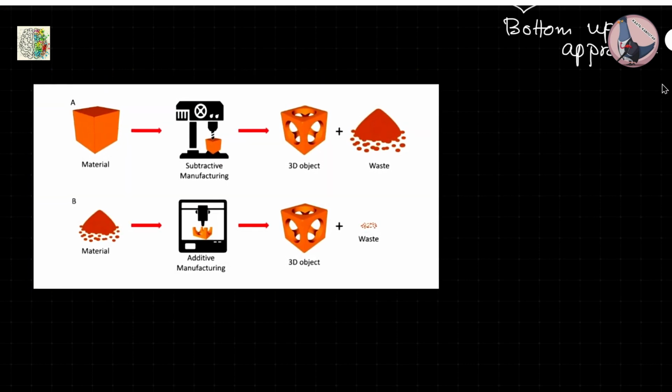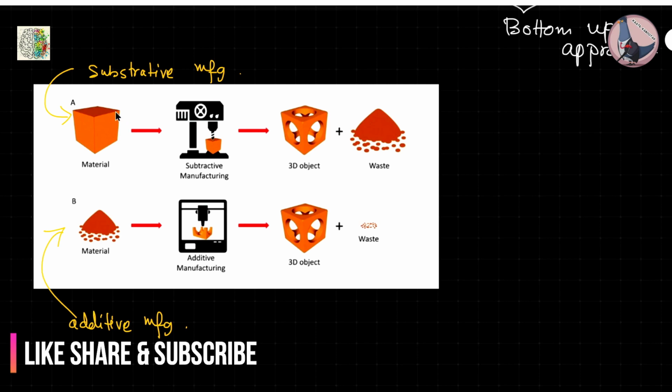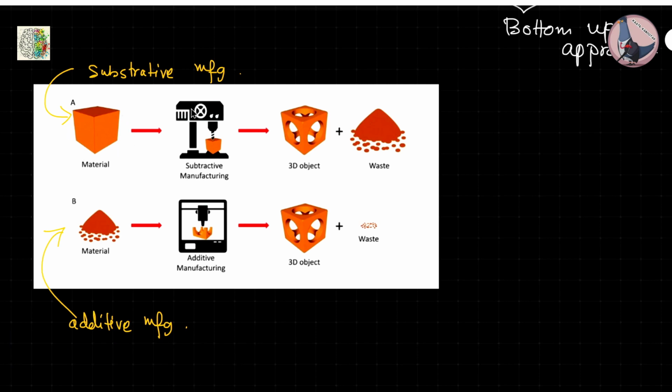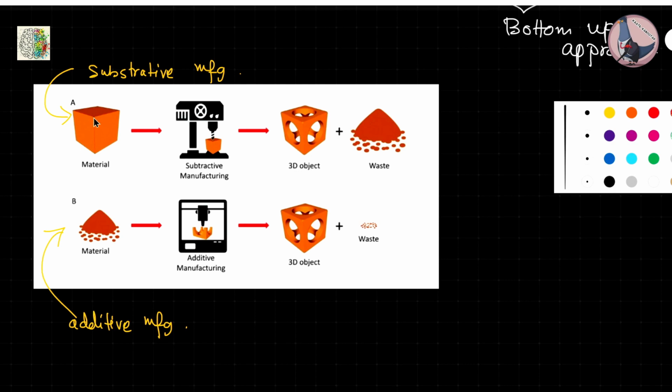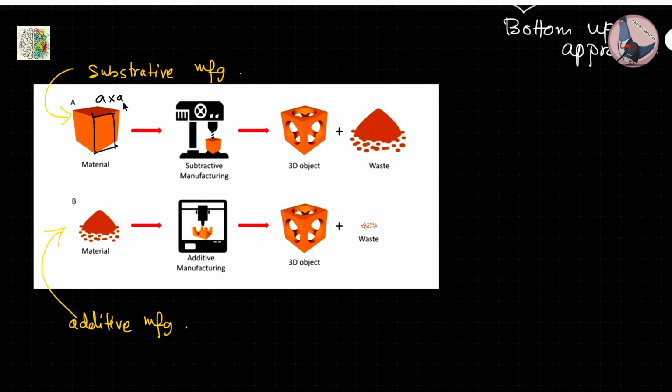The first thing shown here is subtractive manufacturing, and this is additive manufacturing. What is the primary difference between these two? In subtractive manufacturing, we start with a bulk of material. Then we do some machining processes and subtract some material from this. Suppose this was a cube with dimension a cross a cross a. Then you did some milling operation and removed some material and made a component. This is your desired component and this is your waste.